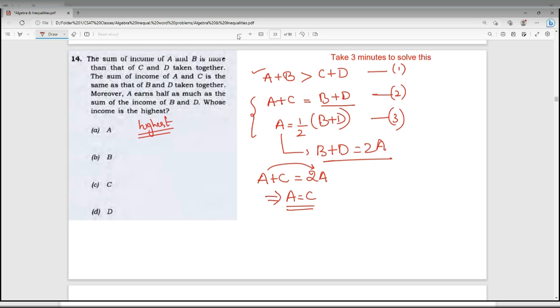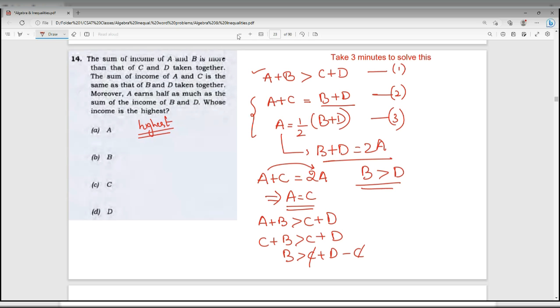So from equations 2 and 3, we know that A is equal to C. And so we put this value in the inequality. We know that A plus B is greater than C plus D. Since A and C are equal, I'll substitute one here: C plus B is greater than C plus D. Since these two terms are the same, I could shift it this side: B is greater than C plus D minus C. C gets cancelled. So B is greater than D.